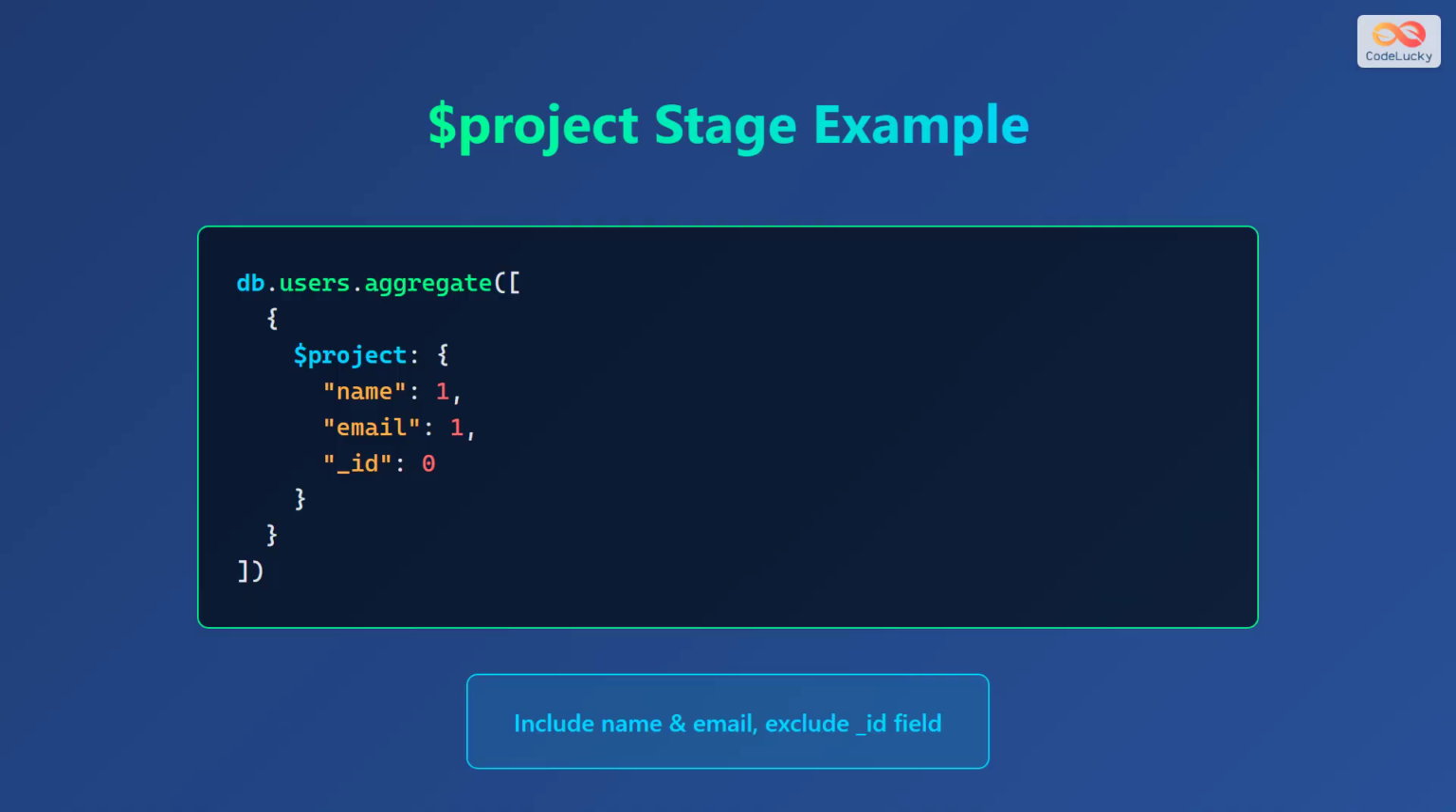Now let's look at the $project stage. Here we're using db.users.aggregate with the $project stage to select specific fields from the user documents. We are including the name and email fields by setting their values to 1, and excluding the _id field by setting it to 0. This will return documents with only the name and email fields.